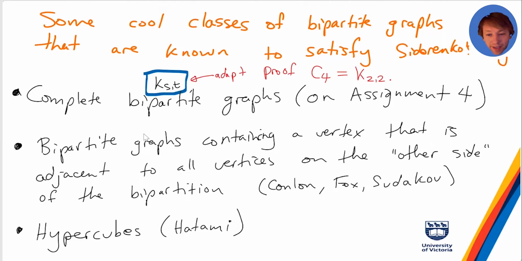Another interesting example: it's known for bipartite graphs where there's one vertex on one side adjacent to everything on the other side. That's a result of Conlon, Fox, and Sudakov. That actually covers a lot of bipartite graphs, right? Take any bipartite graph you want and then add a vertex that's completely joined to the other side, and that satisfies the conjecture, and also hypercubes.